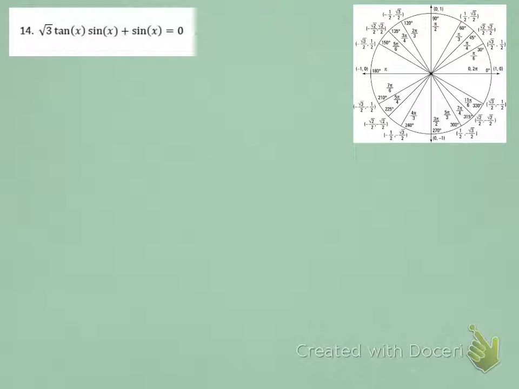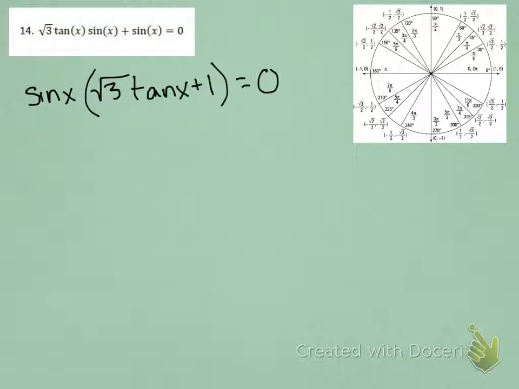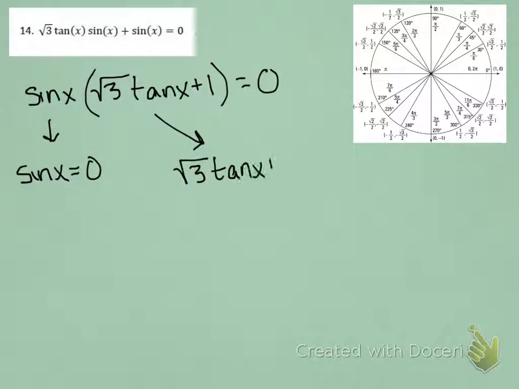On number 14, the equation is set equal to 0, and I can see that both my terms have a sine x, so this is one that's set up to be good for solving by factoring. So the first thing I'm going to do is pull a sine x out of both of those terms, and now that it's in factored form, I can go ahead and set each factor equal to 0 and solve those 2 equations separately. With sine x equal to 0, there are 2 spots on the unit circle that correspond with that equation.